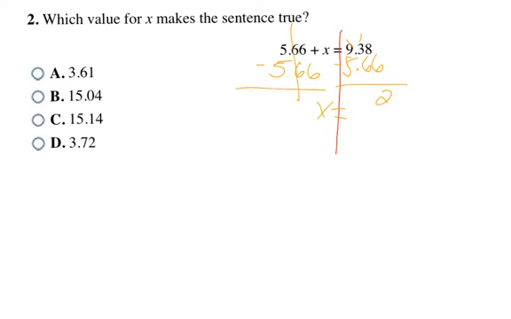I have to make this a 13 and borrow. 13 minus 6 is 7. Bring down the decimal. 8 minus 5 is 3. So that's what x is going to equal. Choice D, 3 and 72/100. And you can always check that by adding your answer plus the 5.66 to make sure that you actually get 9.38.